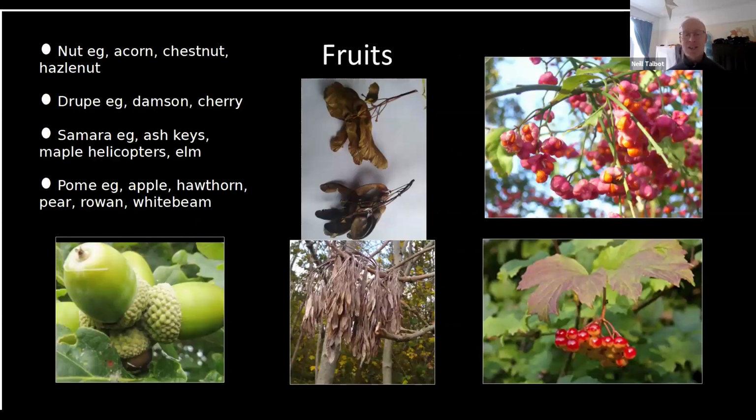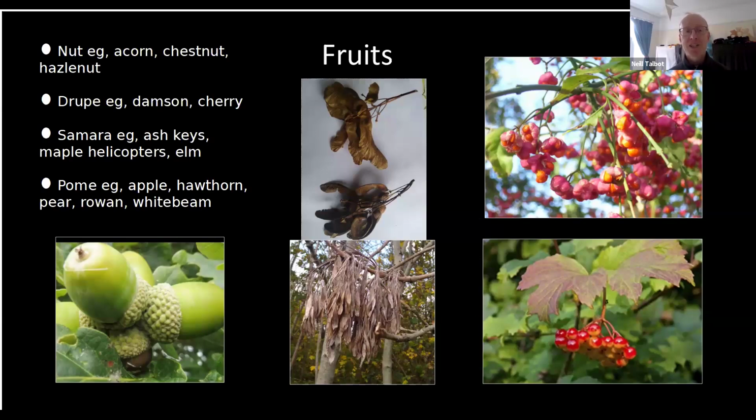So the next thing is the fruits. This varies quite a lot. There's four general broad types of fruits that you can find on trees in autumn and winter. Some of them will come out in the summer while there's still leaves on the trees, but they'll persist till later in the season.